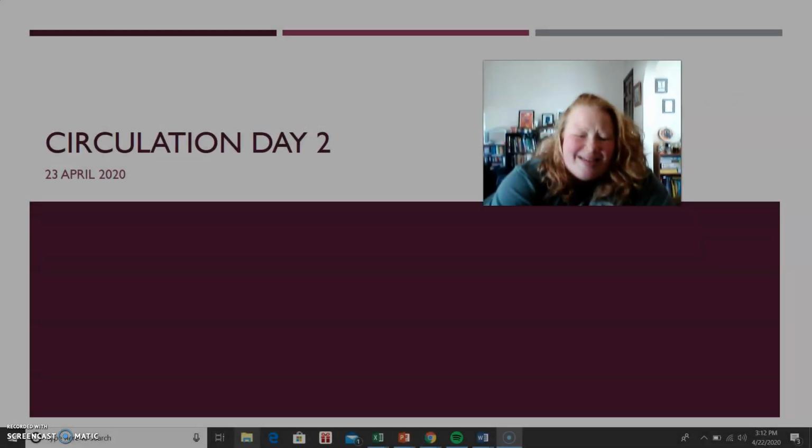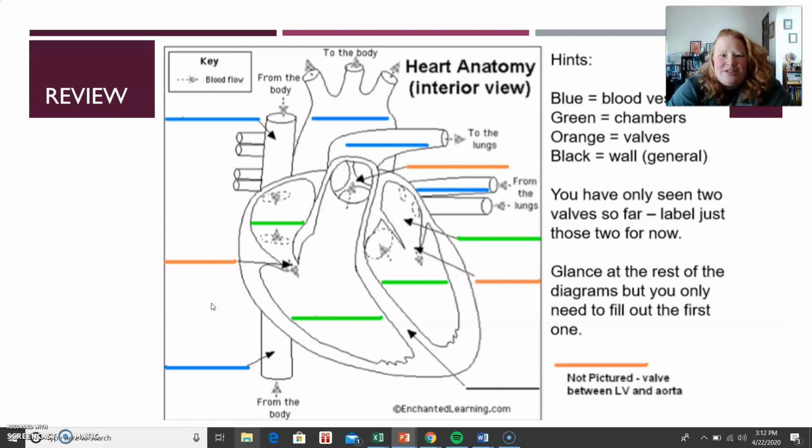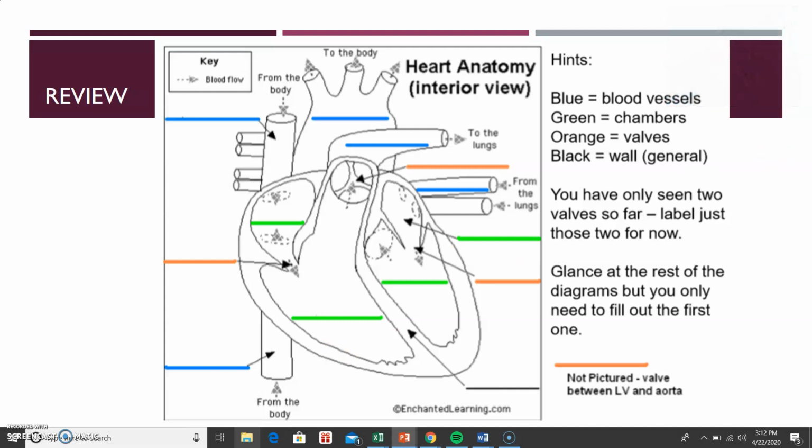Let's get started. So, circulation day 2. Take a moment and try to label parts of this heart. So maybe pause the video and try to label as many of these as you can. For a heads up, the blue are blood vessels. The green are chambers. The orange are valves. And the black is a wall.